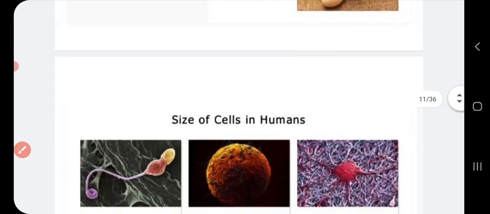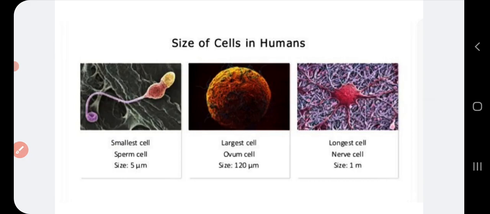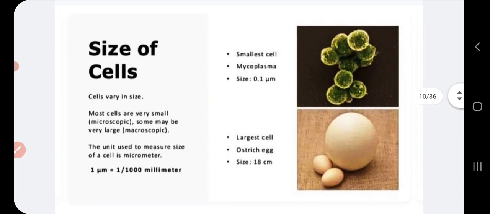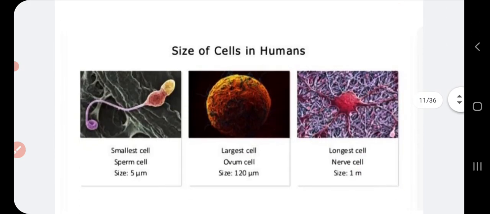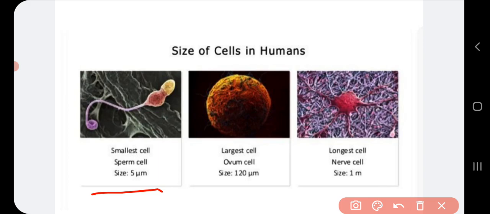Okay, now next topic, the size of cells in human. Which is the smallest cell in human? The cells that we learned about were just the simple size of an animal cell. Now these are the human cells. The smallest cell is the sperm and the size is 5 micrometer. The largest cell is the ovum cell, that size is 120 micrometer. And the longest cell is the nerve cell. In the picture you can observe how the sizes of the cells are given.